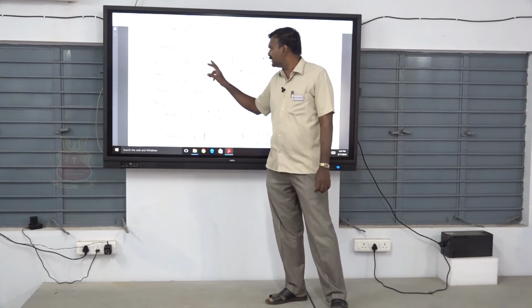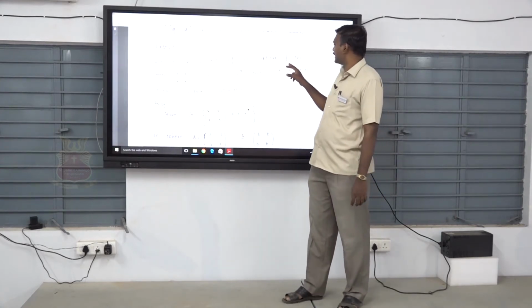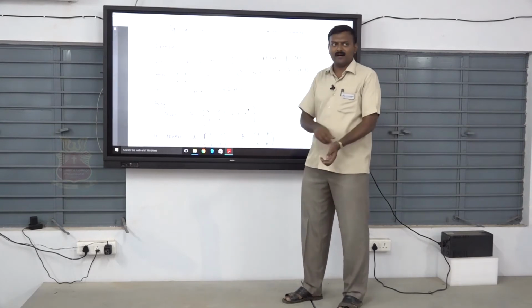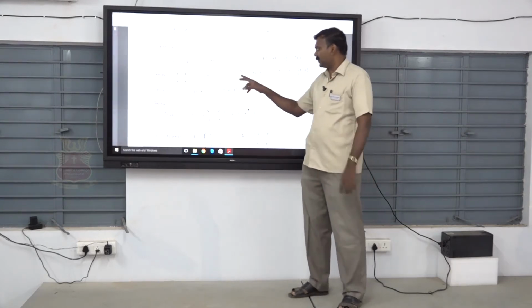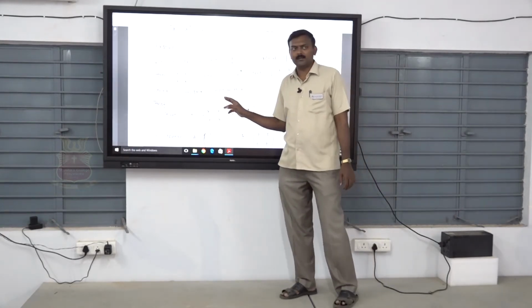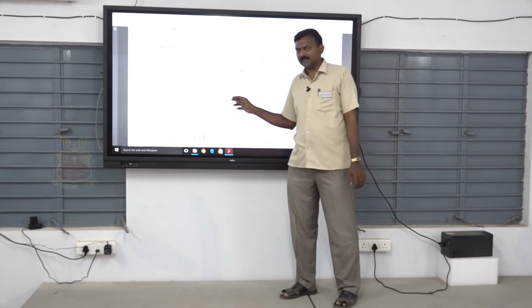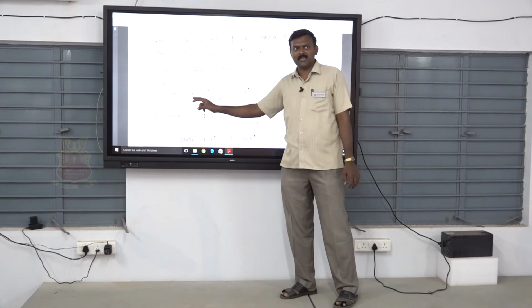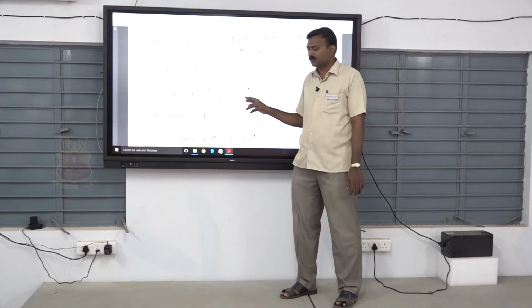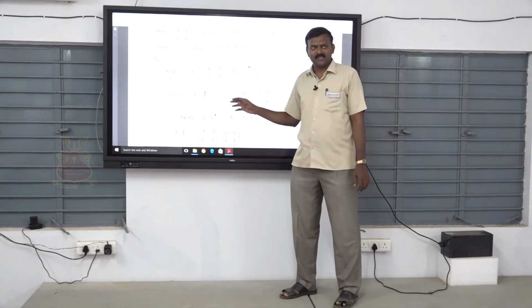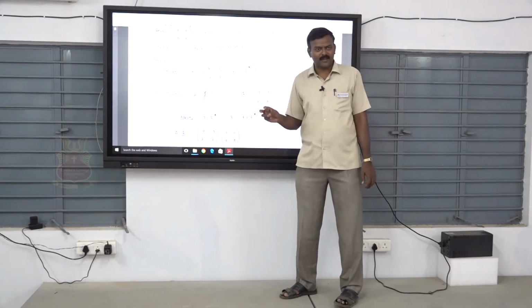Let G be a set of all matrices of the form XX, XX, where X belongs to R star. R star means the non-zero real numbers. Then G is a group under usual multiplication. First we form the set G, given G equal to XX, XX, X belongs to R star. First we prove the three conditions: associative, identity and inverse.